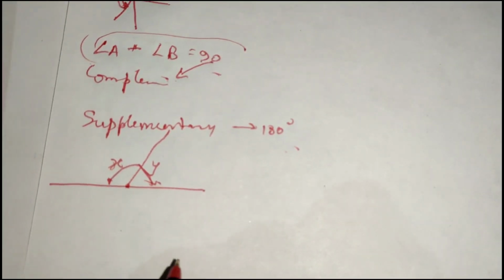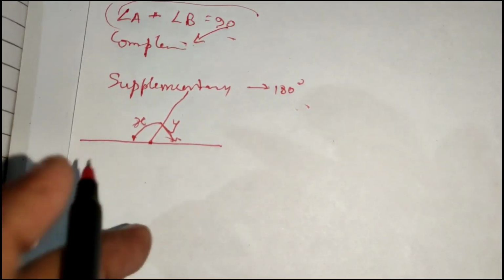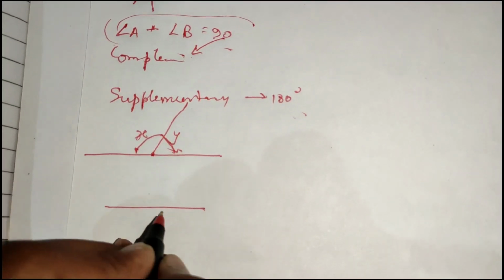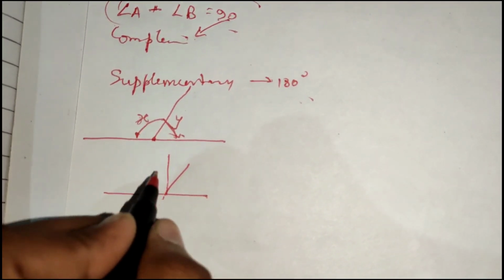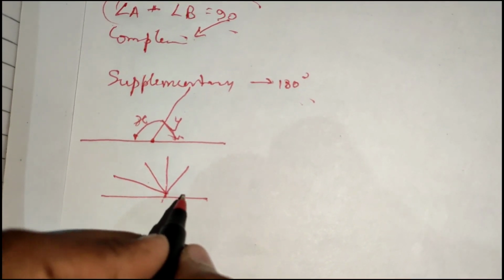We can extend this property to 3 or 4 or n number of angles, and their sum would still be 180 degrees. So if we have angles like this, all of these angles add up to 180 degrees.